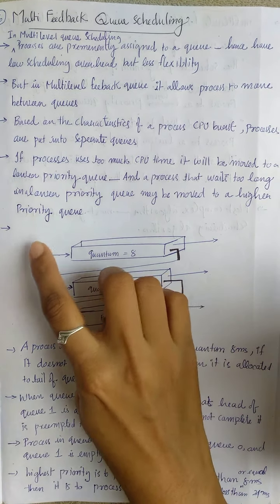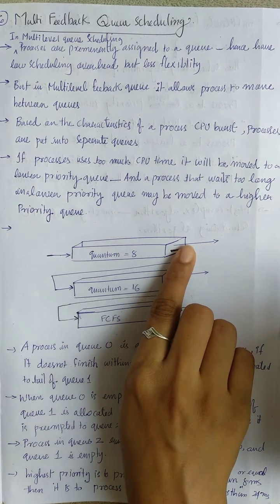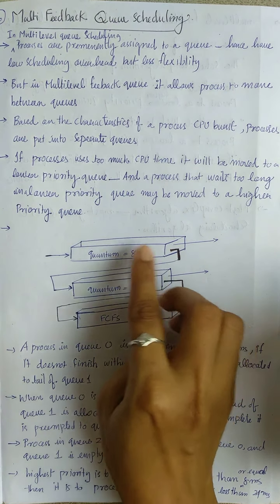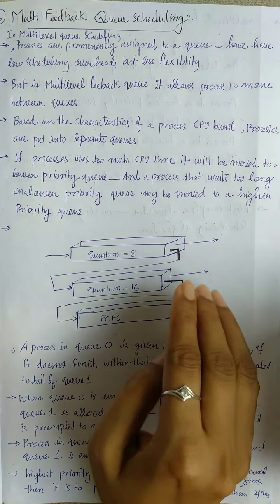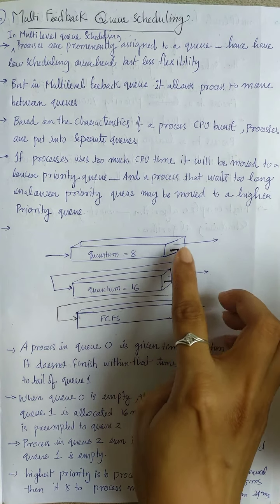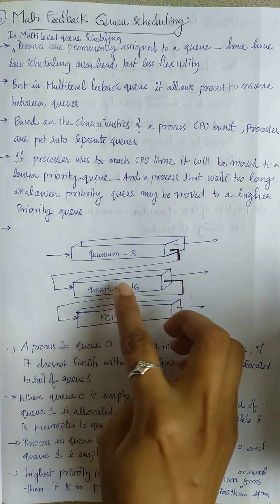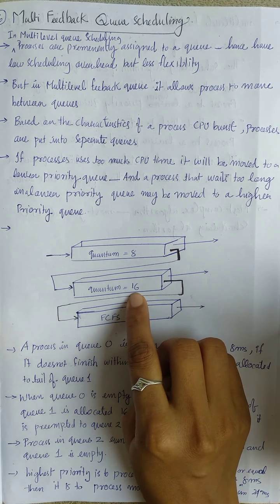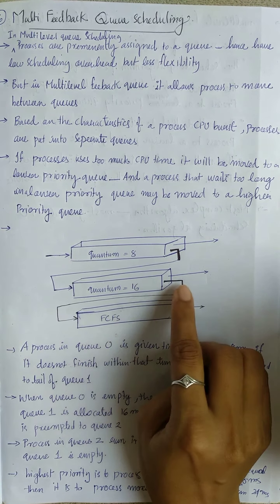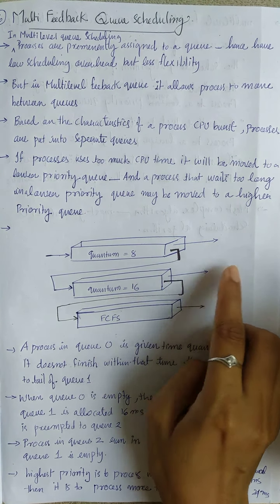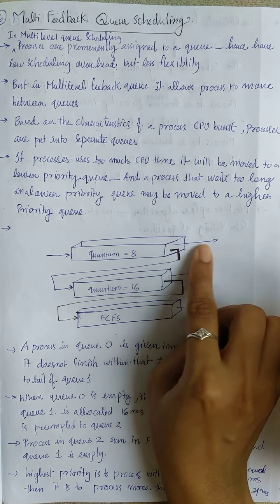A process is given to queue 0 with a time quantum of 8 milliseconds. So it will run for 8 milliseconds. If it is completed, fine. If it's not, then it is allocated to the tail of Q1. Here it is given 16 milliseconds, and in this queue the execution starts from the head. Here also the execution starts from the head.